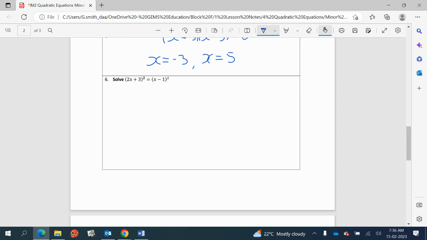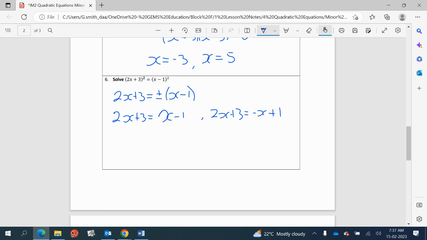Okay, the last one. So this one I can use the technique of taking square roots on both sides first. If I take a square root on both sides, I'm going to get 2x plus 3 is equal to plus minus x minus 1. This gives me two equations. Either 2x plus 3 is equal to x minus 1, or 2x plus 3 is equal to minus x plus 1.